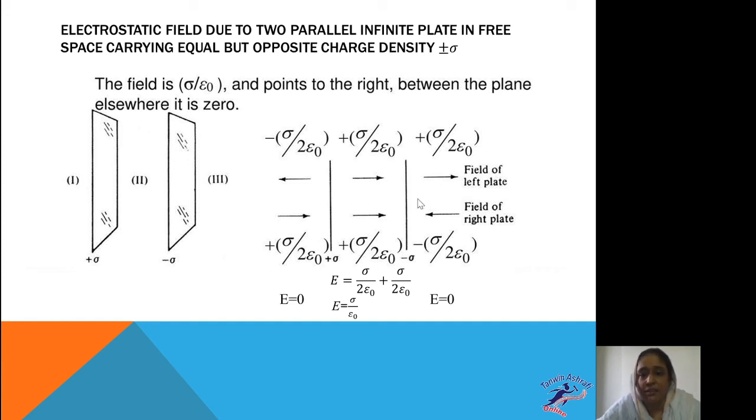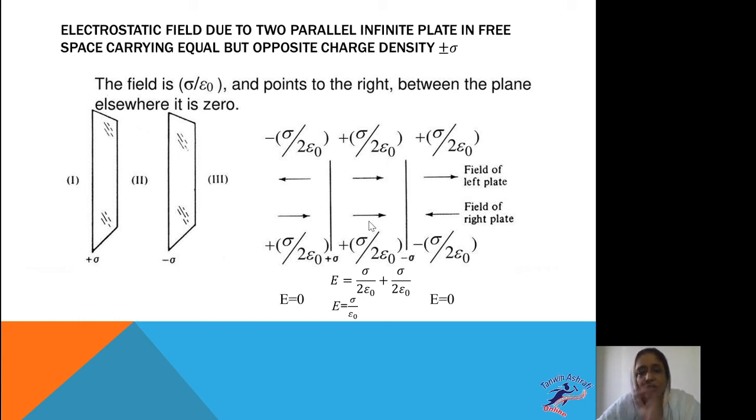Due to this negative charge sheet, the field lines will come inside the sheet like this. As you can see, at the extreme left, these two directions are opposite to each other, which means they will cancel. In the same way, at the extreme right, these two directions are again opposite to each other and will cancel each other. But in between, you will find the direction is the same. So here we will calculate the electric field.